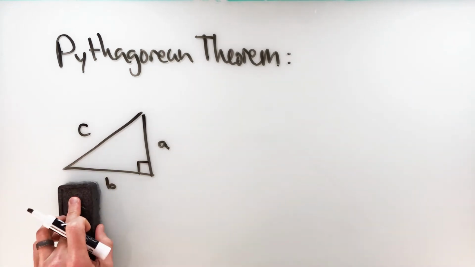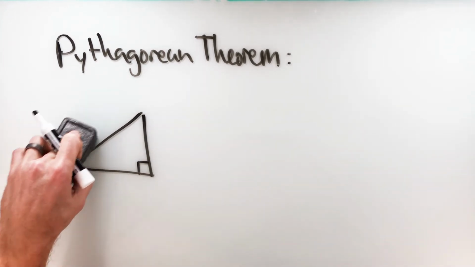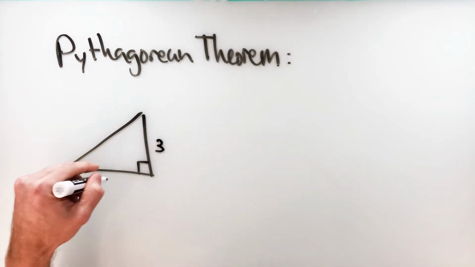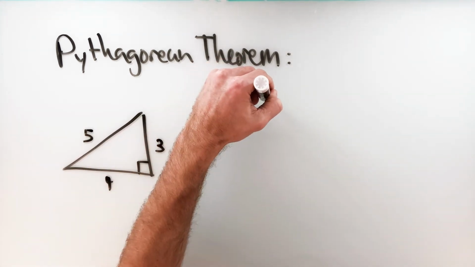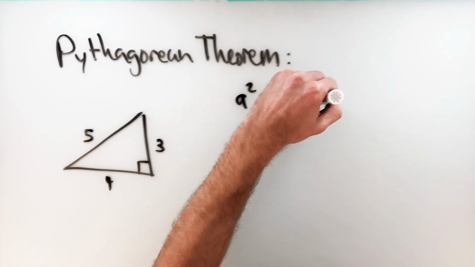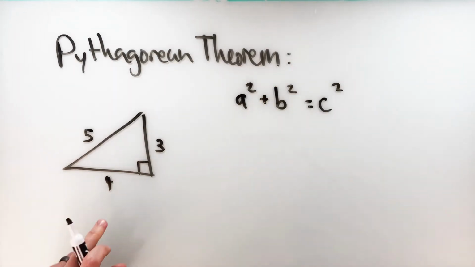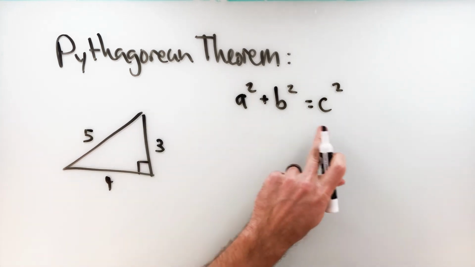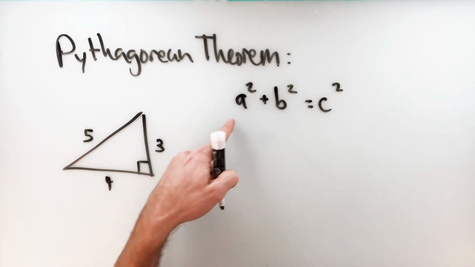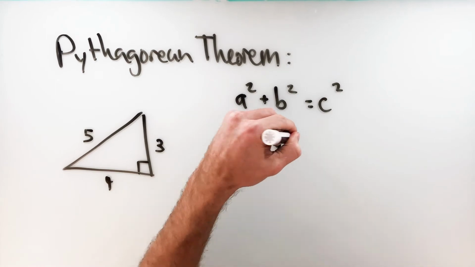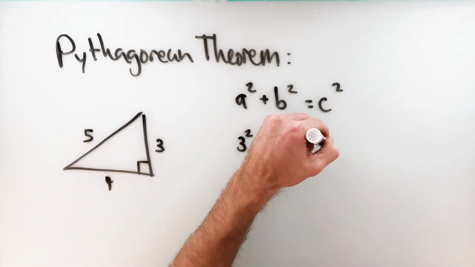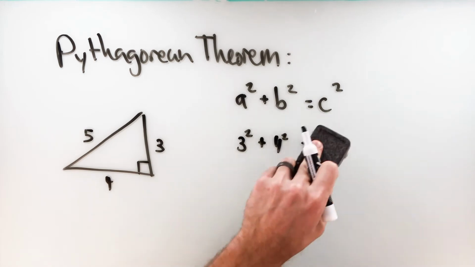Now a common example of this is what we call the 3, 4, 5 right triangle. Algebraically, this theorem states that a squared plus b squared equals c squared. So I have values for the three sides of this particular right triangle, and if I put them in their respective spots, a being 3, so 3 squared plus 4 squared equals the hypotenuse c squared, which would be 5 squared.